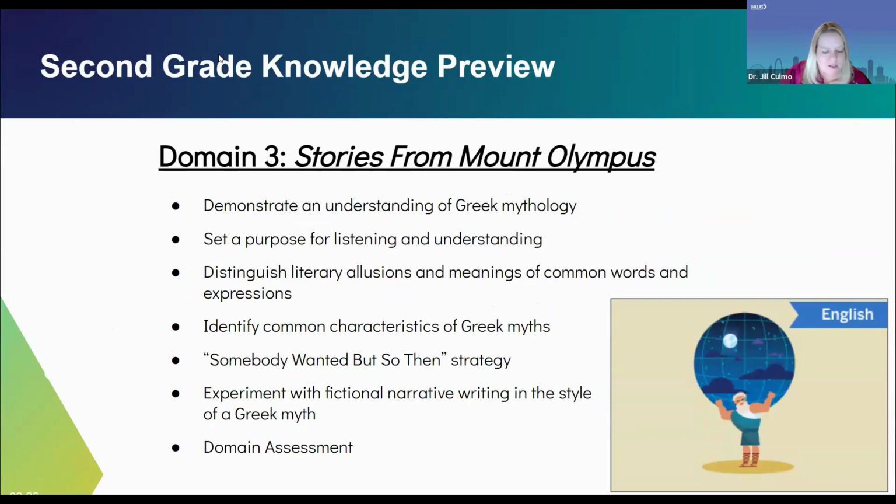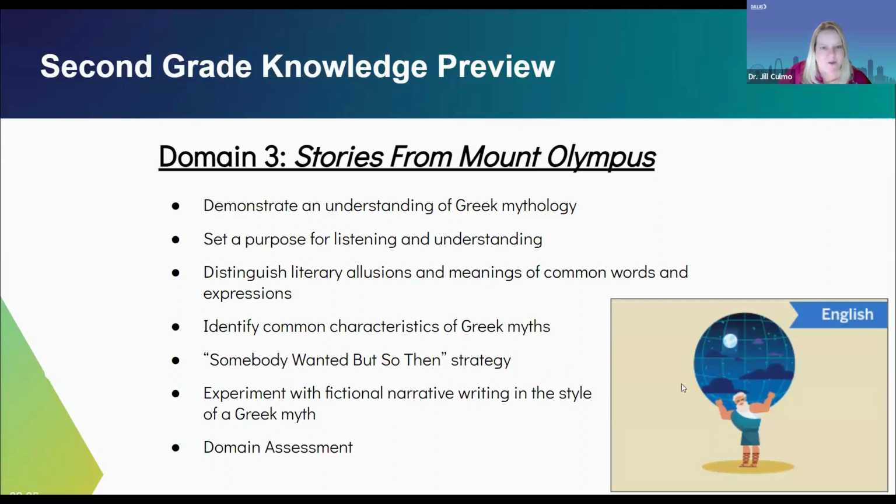Students learn about several Greek gods, including Pandora, Persephone, and Hercules, and their home on Mount Olympus. Students will summarize a Greek myth and practice plot development by creating a character and writing their own fictional narrative in the style of a Greek myth.